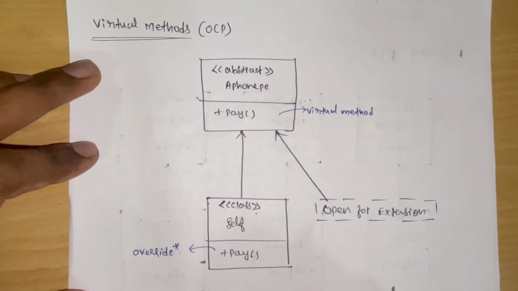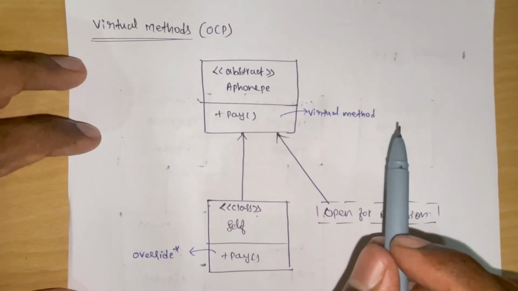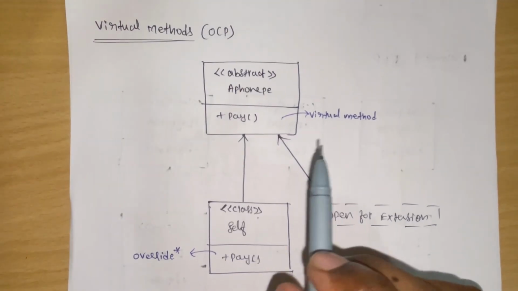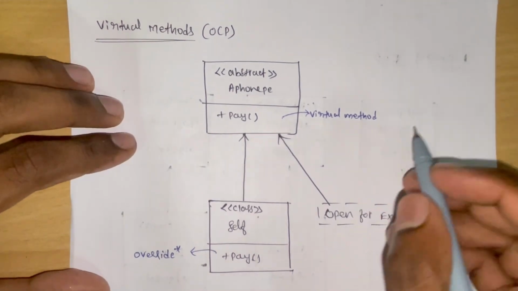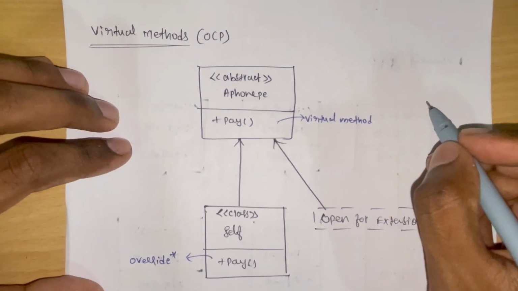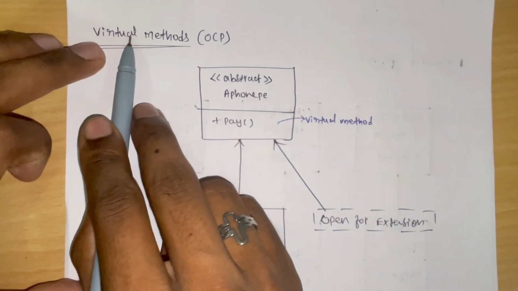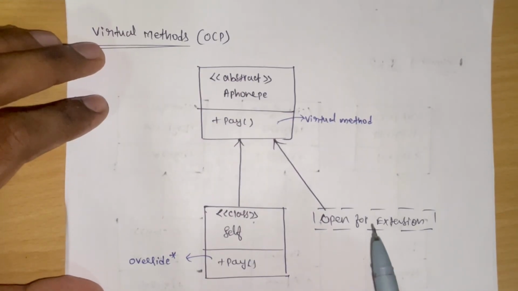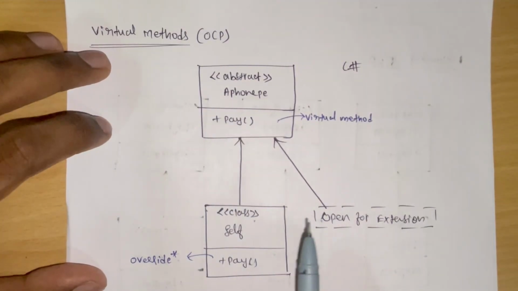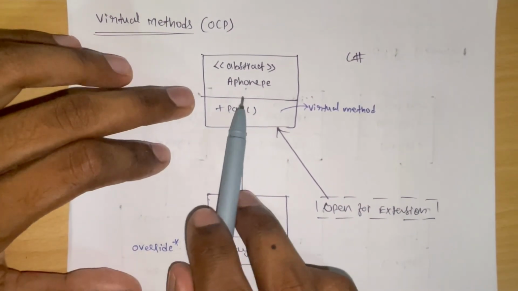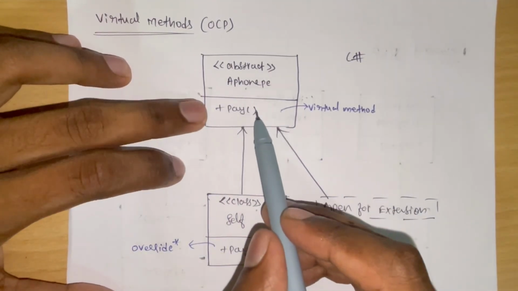Now the third extension point which we have is the virtual method. Virtual is a keyword that is used at the header of the method, like virtual void pay. So this virtual keyword can be used so that you can override it in the subclass. To override methods, we have to use virtual in C#. So we have implemented OCP, the open closed principle, using virtual methods. This can happen like this.